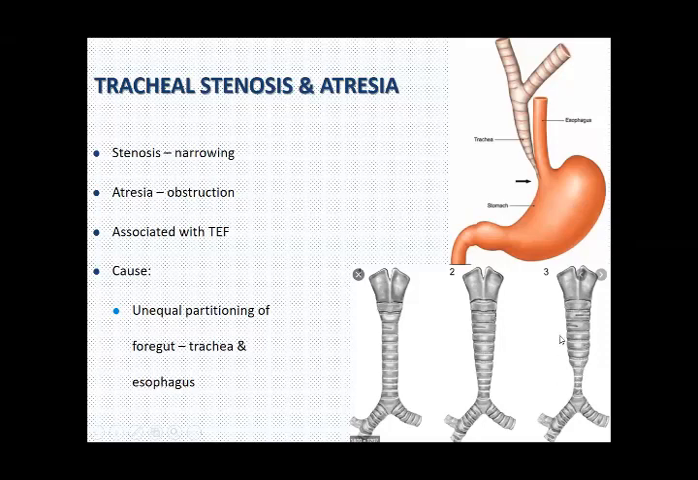अब ये क्यों develop होता है? Normally ये trachea and esophagus जो है, they should separate out. आधा trachea होगा, आधा esophagus बनेगा. But if the partitioning between them is unequal, so that trachea की तरफ smaller part and esophagus की तरफ wider part होगा. So this is unequal separation of the foregut into trachea and esophagus. So this results. This is the result. It's called tracheal stenosis and atresia, two different diseases.